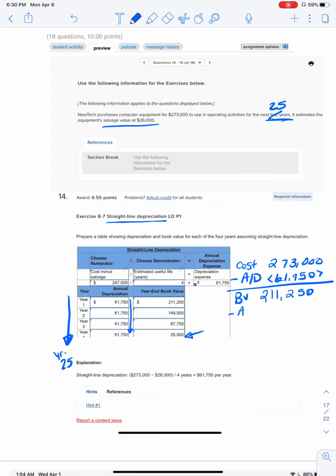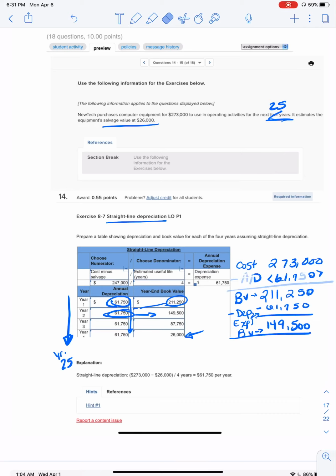Now, for year 2, I can just keep this going, $211,250 minus my accumulated depreciation, or really, I'm sorry, not accumulated depreciation in this case. This would be minus depreciation expense, because we don't want to double count this. We just want to take this right here, minus that, and that will give me that $149,500. So then I'll back out my $61,750. That'll give me $149,500. And you can follow this down all the way through if you wish. This is our new book value. This is my depreciation expense, my old book value, and you can go down like that.